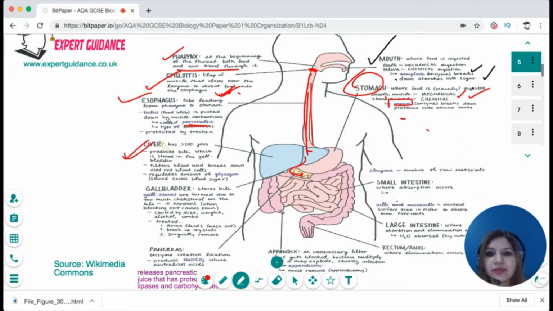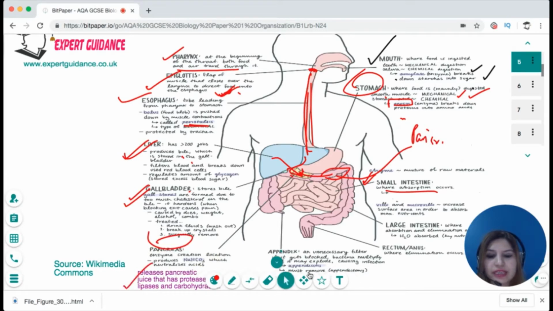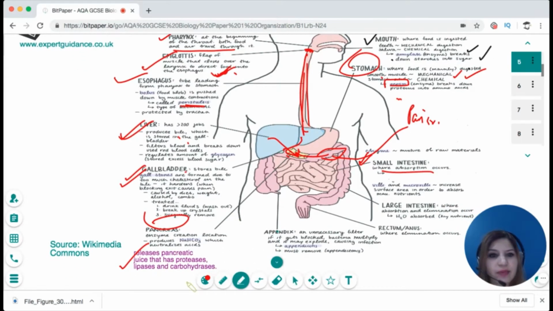There, the liver makes the bile, which is stored in the gallbladder. The bile is secreted into the food and neutralizes it, and the gallbladder releases bile, which is stored in the gallbladder. Then in the small intestine, the digestion finishes and the absorption starts. There's also a small organ here called the pancreas, which produces the pancreatic juice that contains lipase, protease, and carbohydrase enzymes.